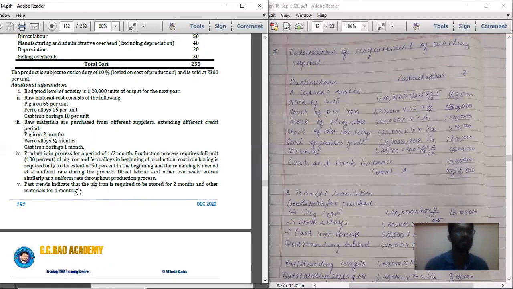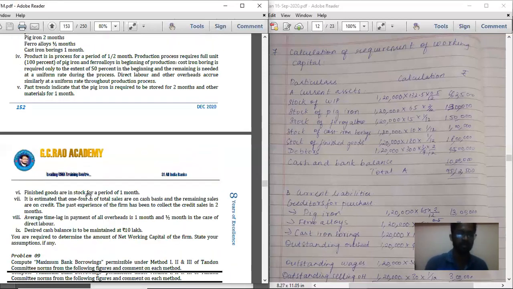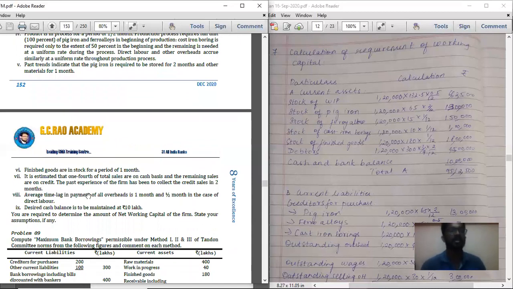So next is point number 5. Past trends indicate that pig iron is required to be stored for 2 months. That is, closing stock of raw materials. Each raw material has been mentioned separately. For pig iron it is 2 months, and for other materials, that is ferro alloys and cast iron borings, it is 1 month. Easy. So next, point number 6. Finished goods are in stock for a period of 1 month. Work in progress is half month. Finished goods is 1 month. Pig iron is 2 months. Ferro alloys and cast iron borings is 1 month. These are the different closing stocks and different time periods.